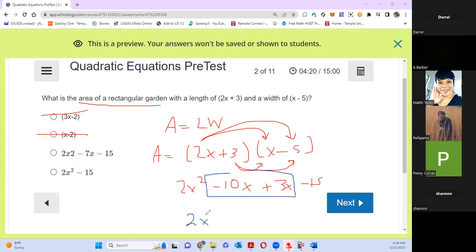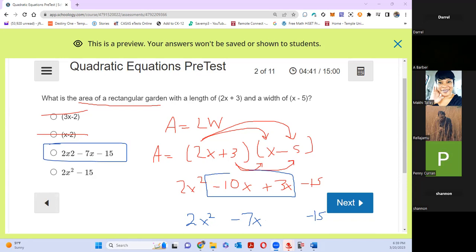So I'm going to bring down my 2x squared. I'm going to bring down my minus 15. What is minus 10x plus 3x? Minus 7x. Boom. Done. Most people get this problem wrong.